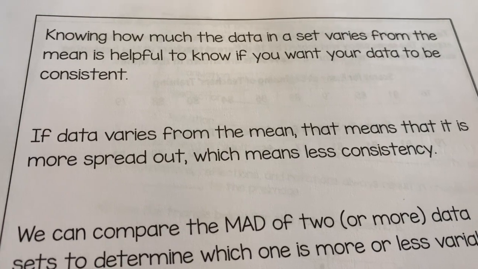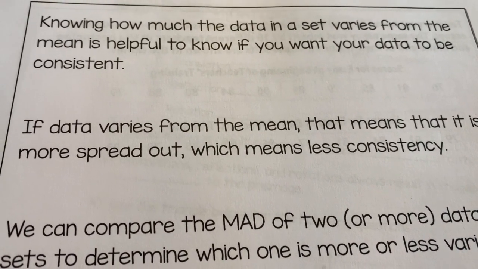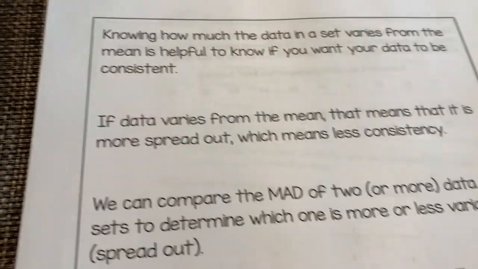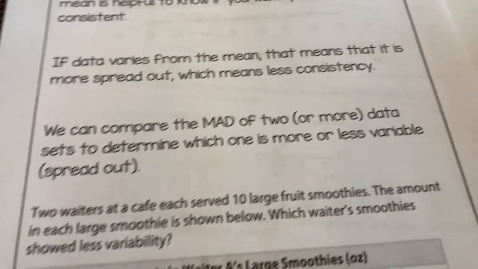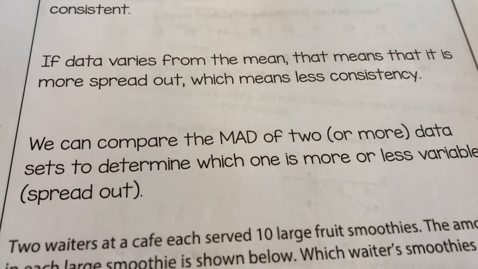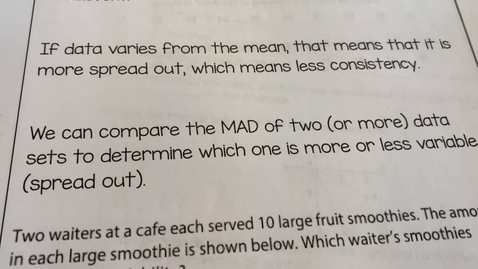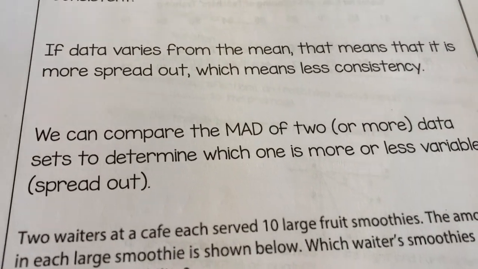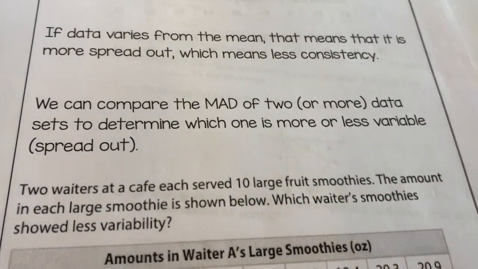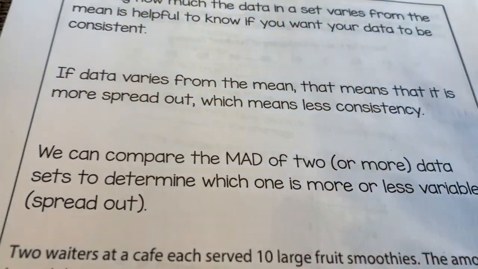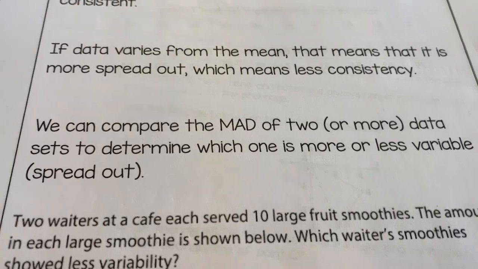Knowing how much the data in a set varies from the mean is helpful to know if you want your data to be consistent. So a lot of times, people who are measuring the mean absolute deviation are measuring it because they want there to be little to no variability. They don't want it to be different all the time. They want it to be as close to the same as possible. In other cases, they're just measuring it just to see. But if data varies from the mean, that means that it's more spread out, which generally means that there's less consistency in that data set.